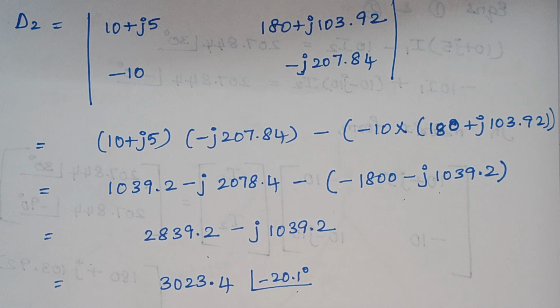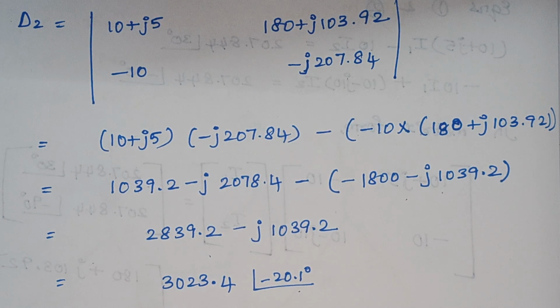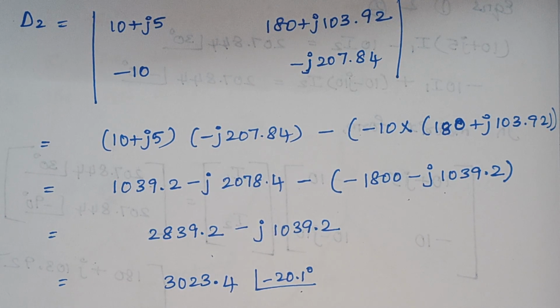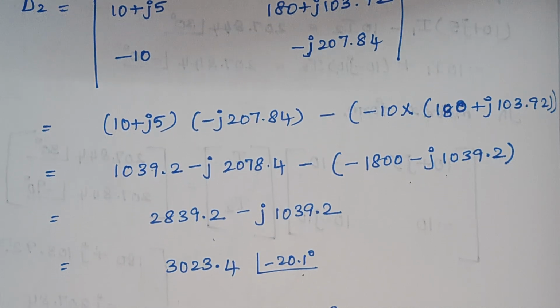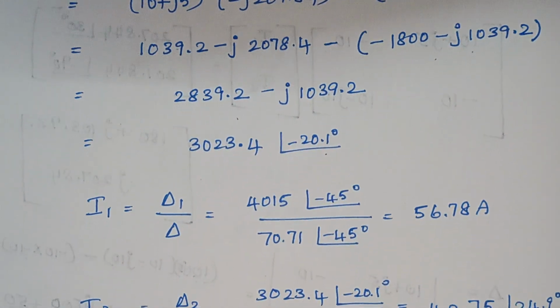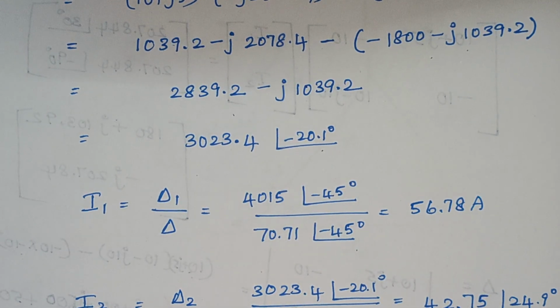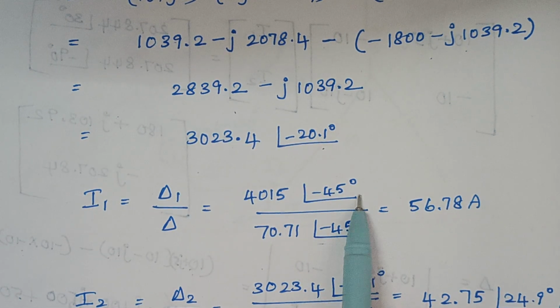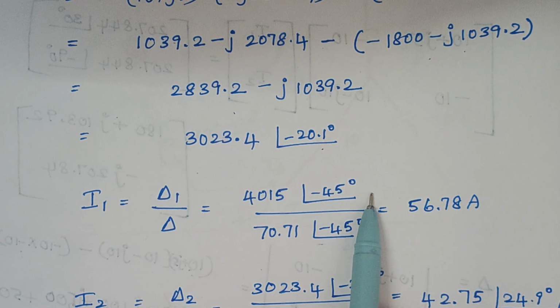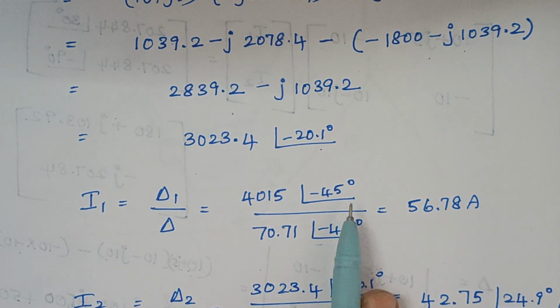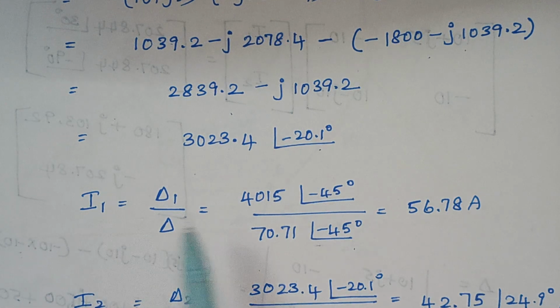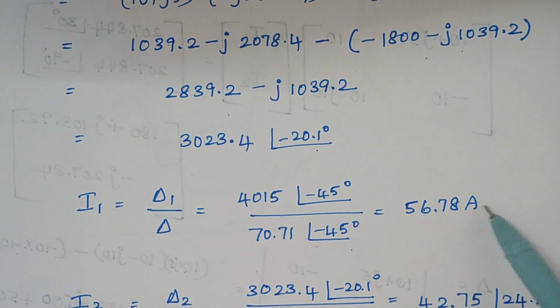Now the next thing is we have to find I1 and I2, right? Once I1 and I2 are calculated, we can find the line currents here. So I1 is nothing but del 1 by del, right? Here you see minus 45. When it is moved upwards, it becomes plus 45. So minus 45 plus 45 becomes 0. Therefore the value of I1 is 56.78 amps.